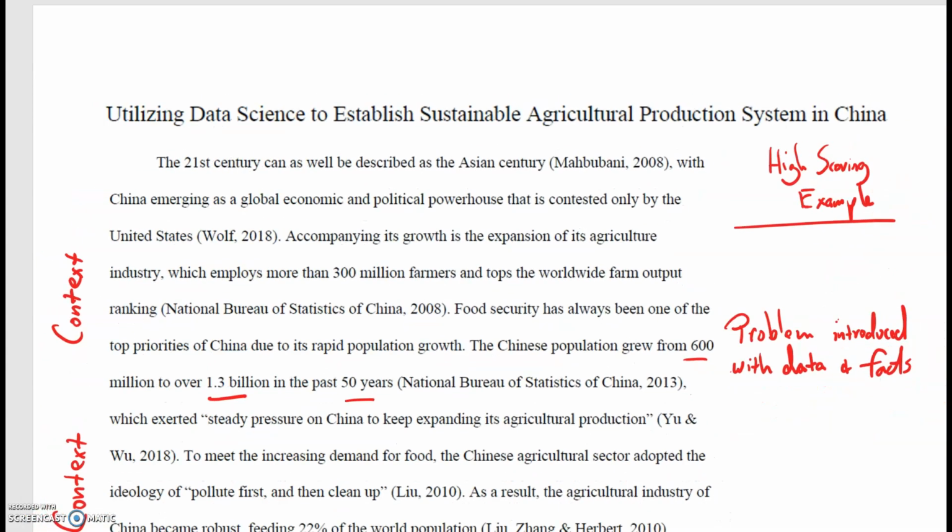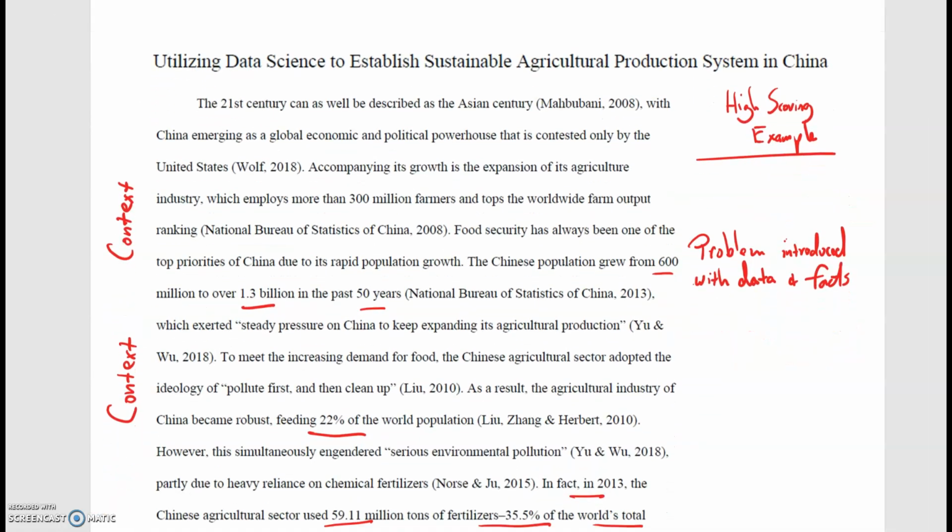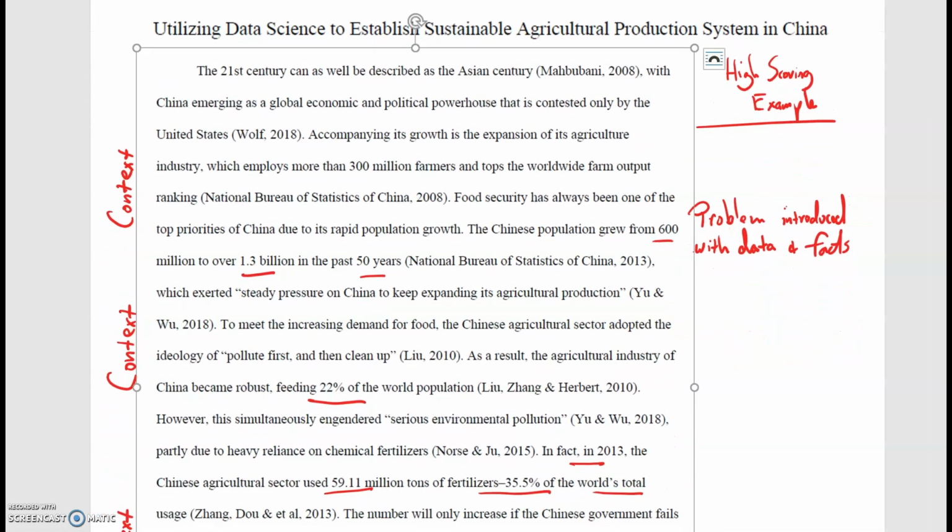All right, moving on here. Okay, so here is our first high-scoring introduction. And even just looking at it right away, without even reading it, you can tell there's research in here. This isn't the kind of introduction you usually write for your English classes. We dive right into citing sources from the first sentence. So this one you should be familiar with based upon the outline that I've given you. It says, utilizing data science to establish sustainable agricultural production systems in China.